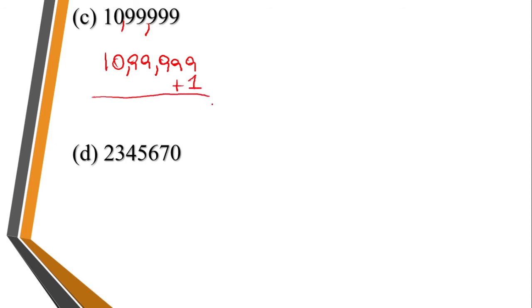Now 9 plus 1 is 10, so 0 and 1 carry over. Again 1 plus 9 is 10, so 0 and 1 carry over. This repeats for each 9. Finally 1 plus 0 is 1, and the 1 comes down as this.